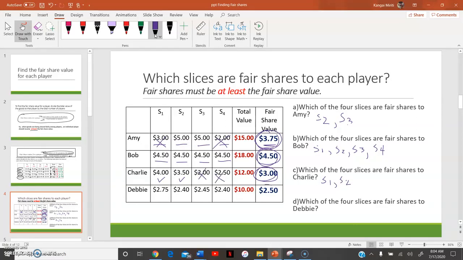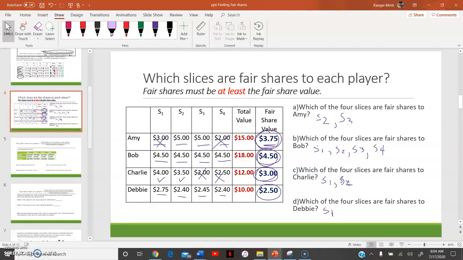I think you've got the idea, so I'll give you a few minutes. We'll look at Debbie. Are any of these pieces fair shares for her? It seems like the only one that's at least $2.50 is slice number 1. So that's how fair shares works in that example. Let's go on and look at another example.